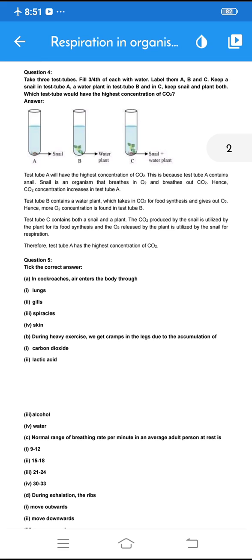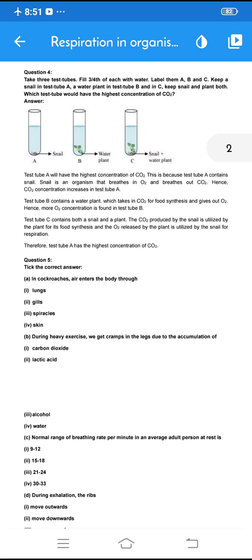Why? Because the snail takes in oxygen and gives out carbon dioxide, and that same carbon dioxide produced by the snail is utilized by the plant for photosynthesis. Again it releases oxygen, and that oxygen the snail uses for its respiration. Like that the balance takes place. Therefore test tube A contains the highest concentration of carbon dioxide.